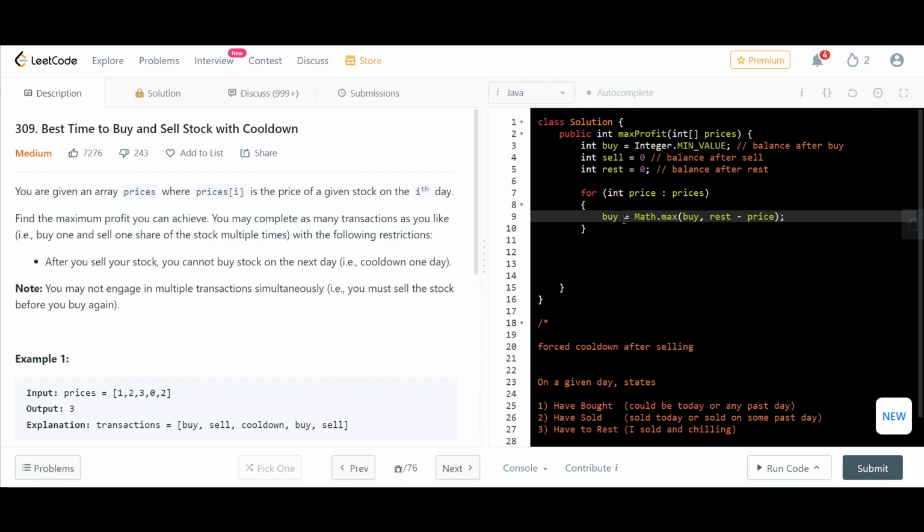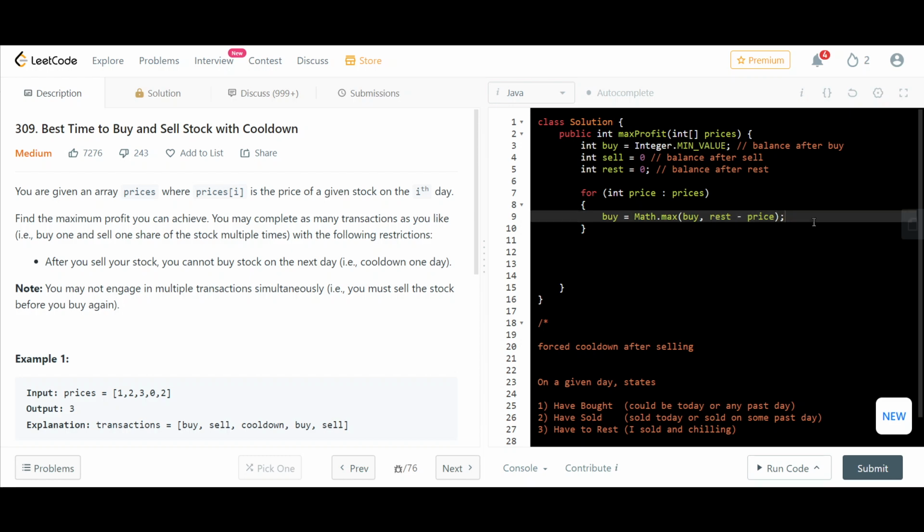So after the last rest, you subtract the price. Because you want the max of the two, for the first day it will be minus something, and you want to take that. That's why I take this as a large negative value, so that when I do Math.max, I get this guy for the first day.